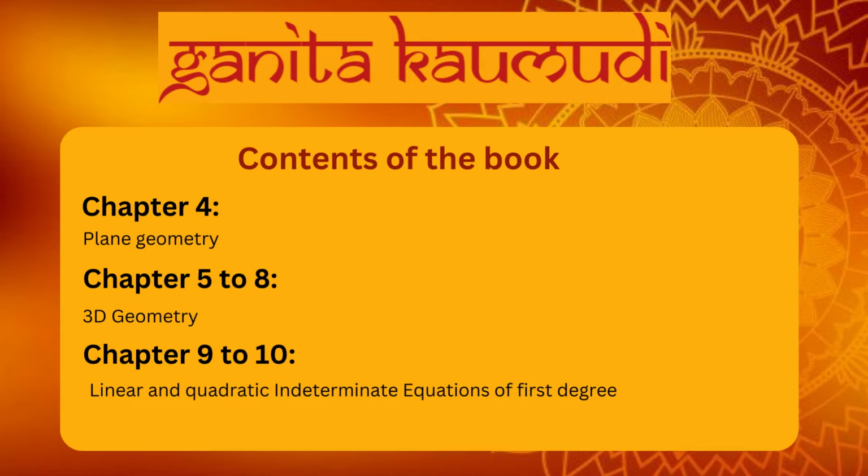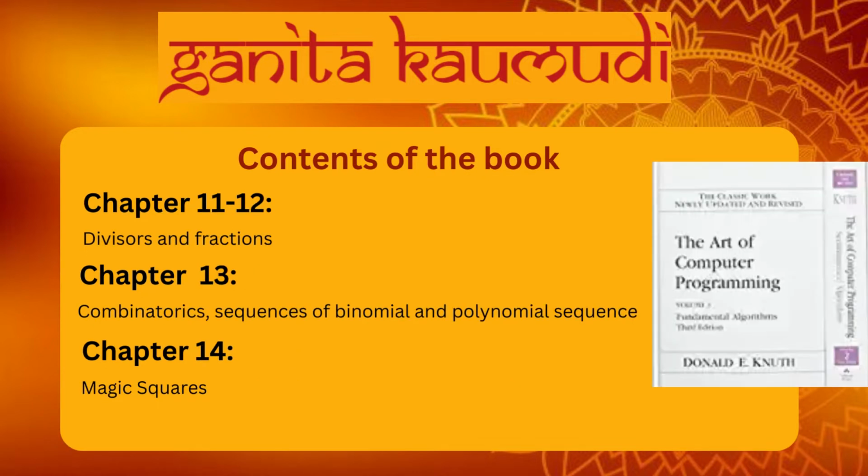In the fourth chapter, the book moves on to plane geometry, where you will get an in-depth explanation of cyclic quadrilaterals. Then come chapters 5 to 8, where you will get a detailed explanation of 3D geometry. In chapters 9 to 10 you will learn about linear and quadratic indeterminate equations. In chapters 11 to 12, you will get a good explanation of divisors and fractions, and then in the 13th chapter, combinatorics.